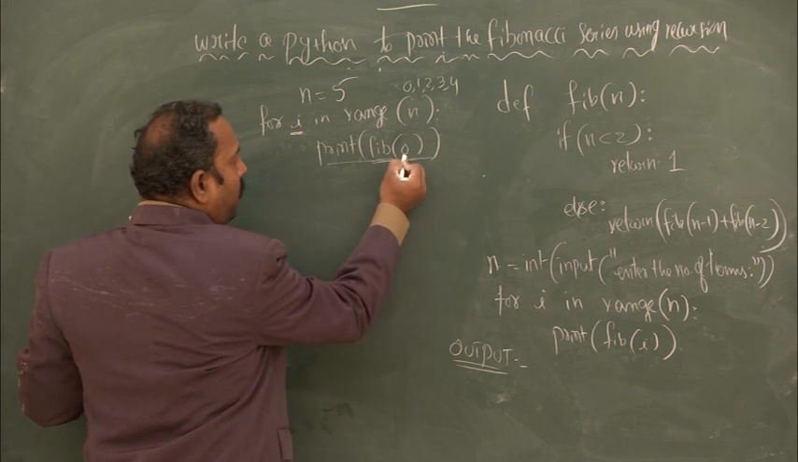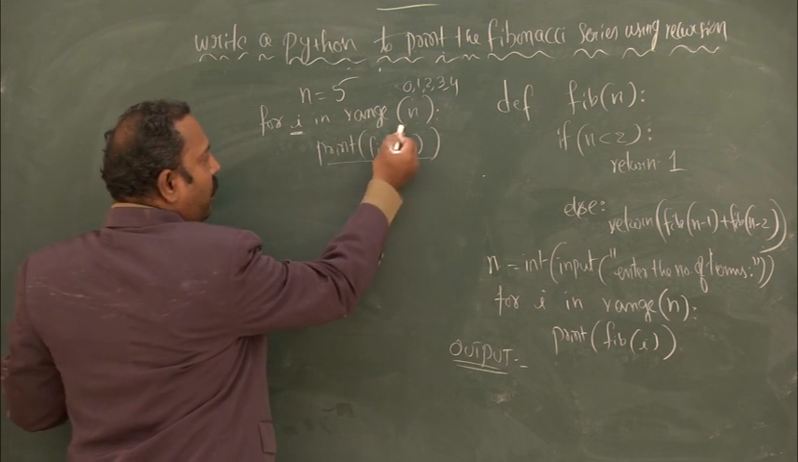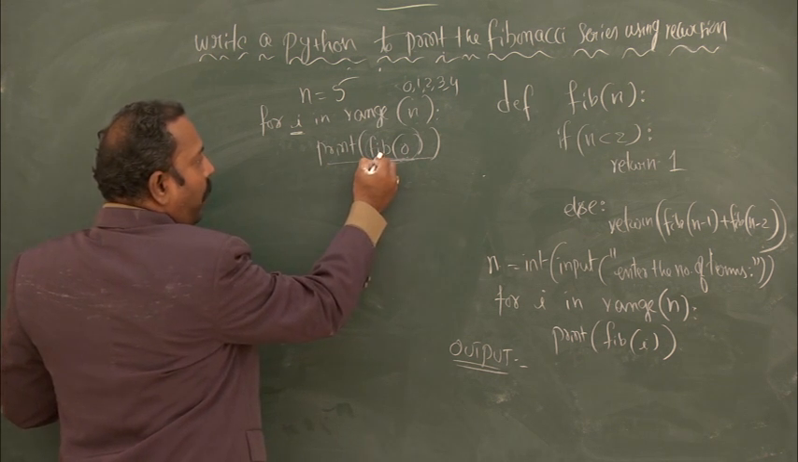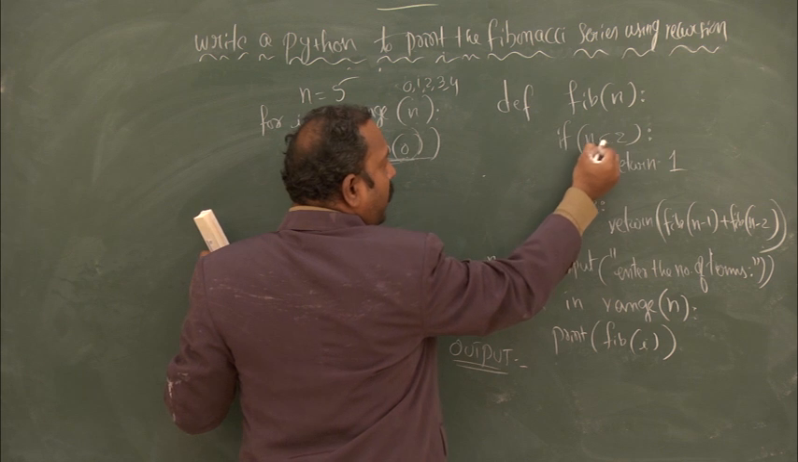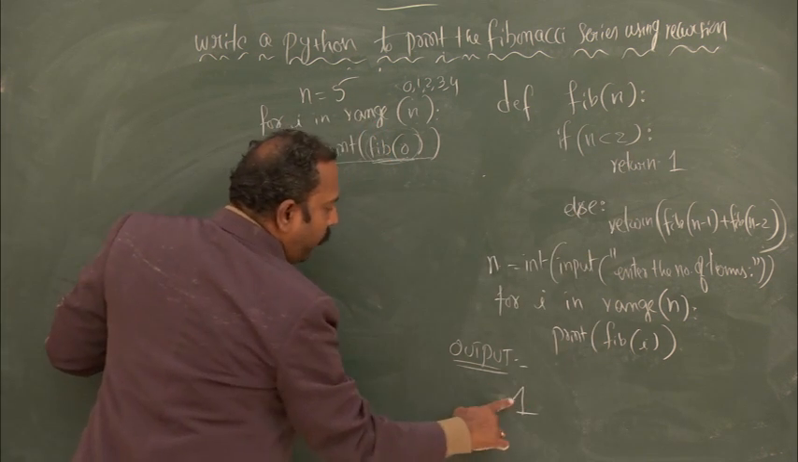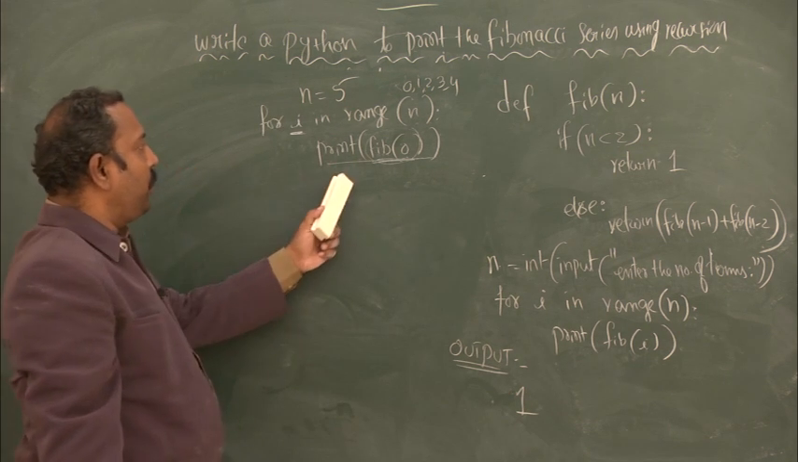Because the fib function call is within the print statement, whatever this function returns will be printed. So this function returns 1, because 0 is assigned here, the condition 0 less than 2 is true, so return 1. So 1 will be printed on the output screen.